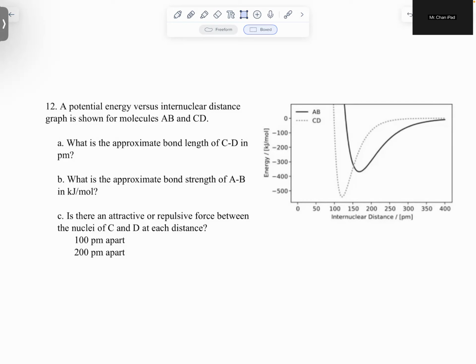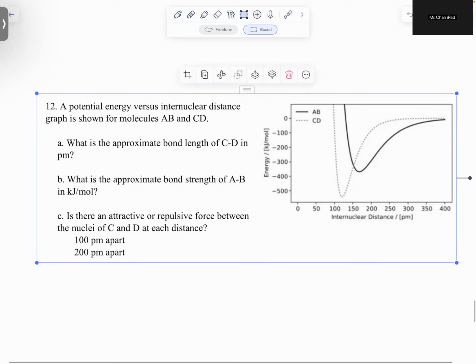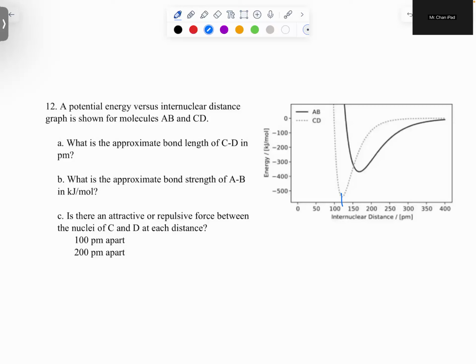What's the approximate bond length for CD? So you're looking at a dashed line. So we say, hey, what is the distance right here? 120 picometer. Okay, somewhere around that. We're happy.